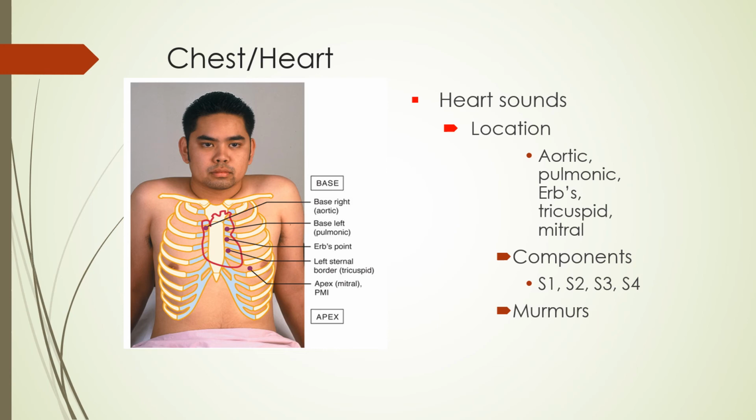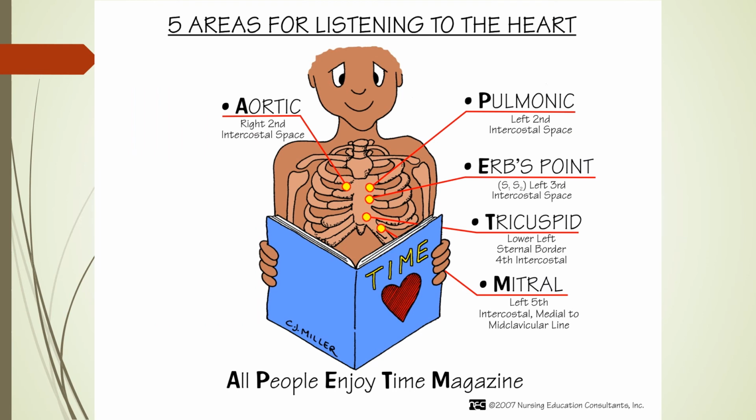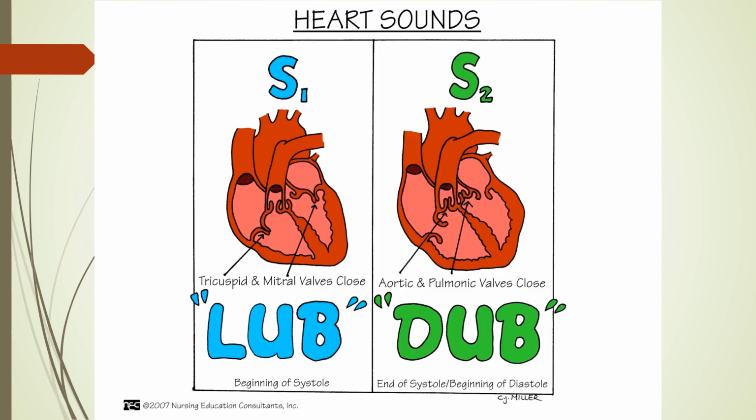You should hear the lub-dub. 5 areas for listening to the heart. It tells you exactly where to go. The aortic is the second intercostal space. The pulmonic is the left intercostal space. The Erb's point, okay, that's the third intercostal space. That's where you're going to hear the S1 and S2. The tricuspid is the lower part of the sternum. It's on the left side. And then the mitral valve is on the fifth intercostal space, again, on the left side. Okay? Those 5 areas, you will listen to those when you're doing the head-to-toe assessment, listening to heart sounds.